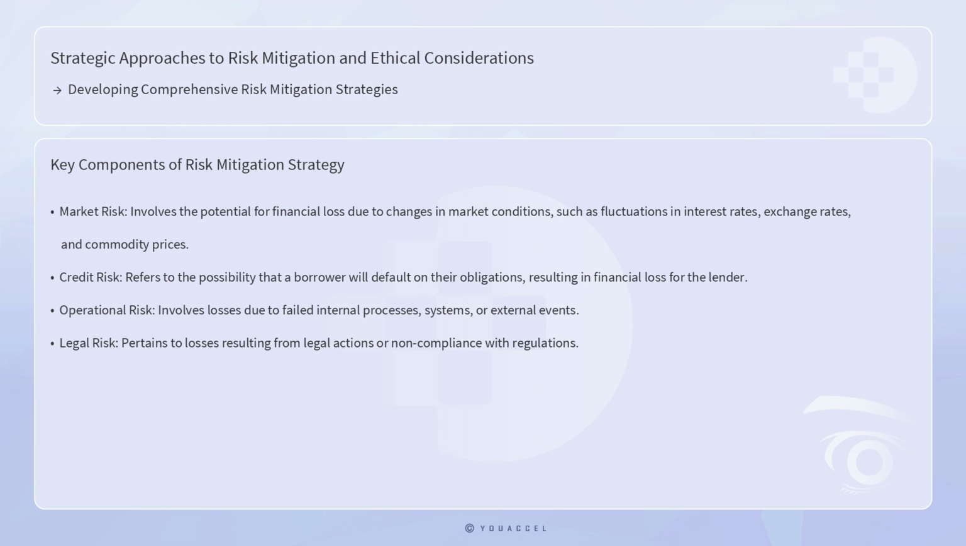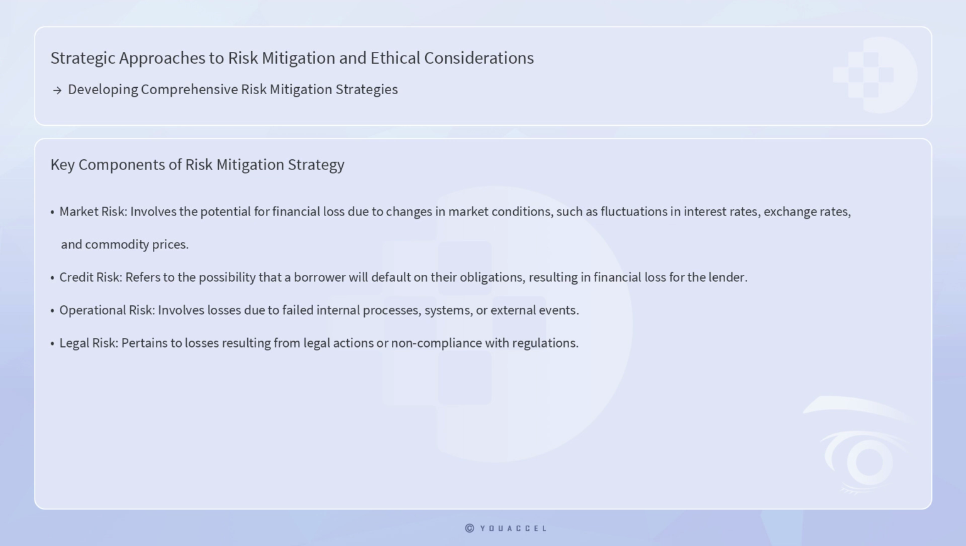Identifying risks is the first step in developing a comprehensive risk mitigation strategy. Risks can be categorized into several types, including market risk, credit risk, operational risk, and legal risk, among others. Market risk involves the potential for financial loss due to changes in market conditions, such as fluctuations in interest rates, exchange rates, and commodity prices.